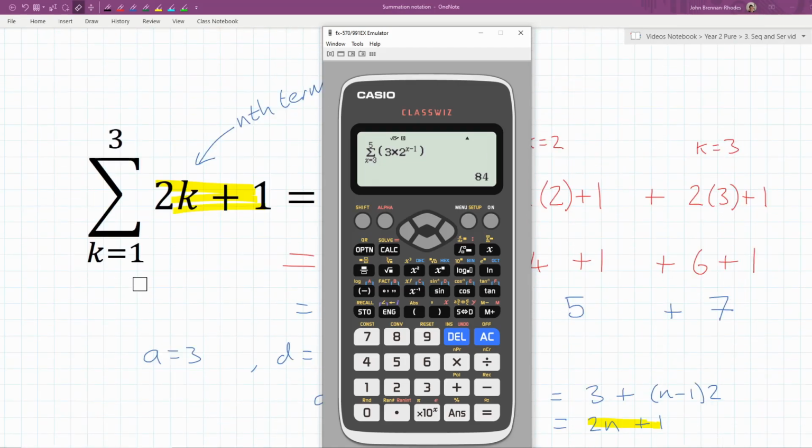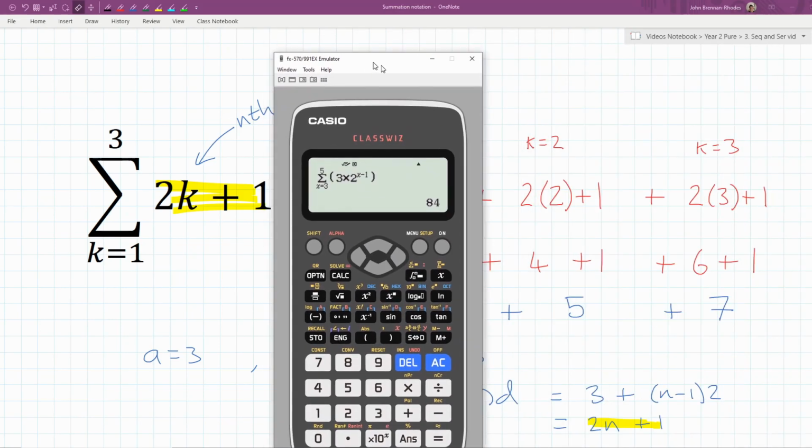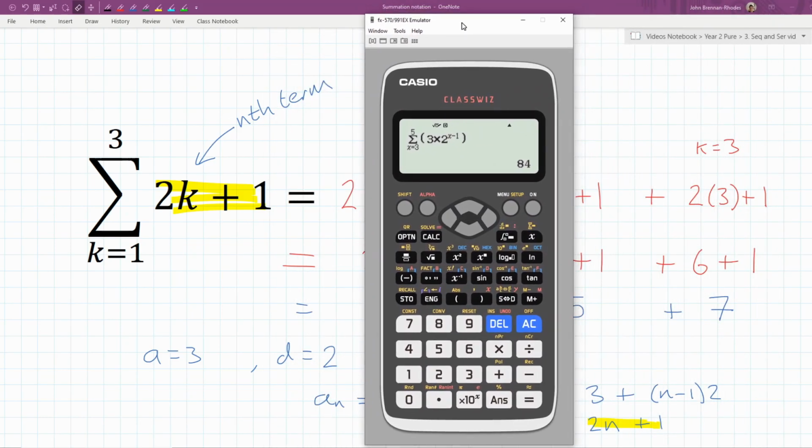I'll do another one. I check that this value here, we should get a value of, well, let's see what we get.